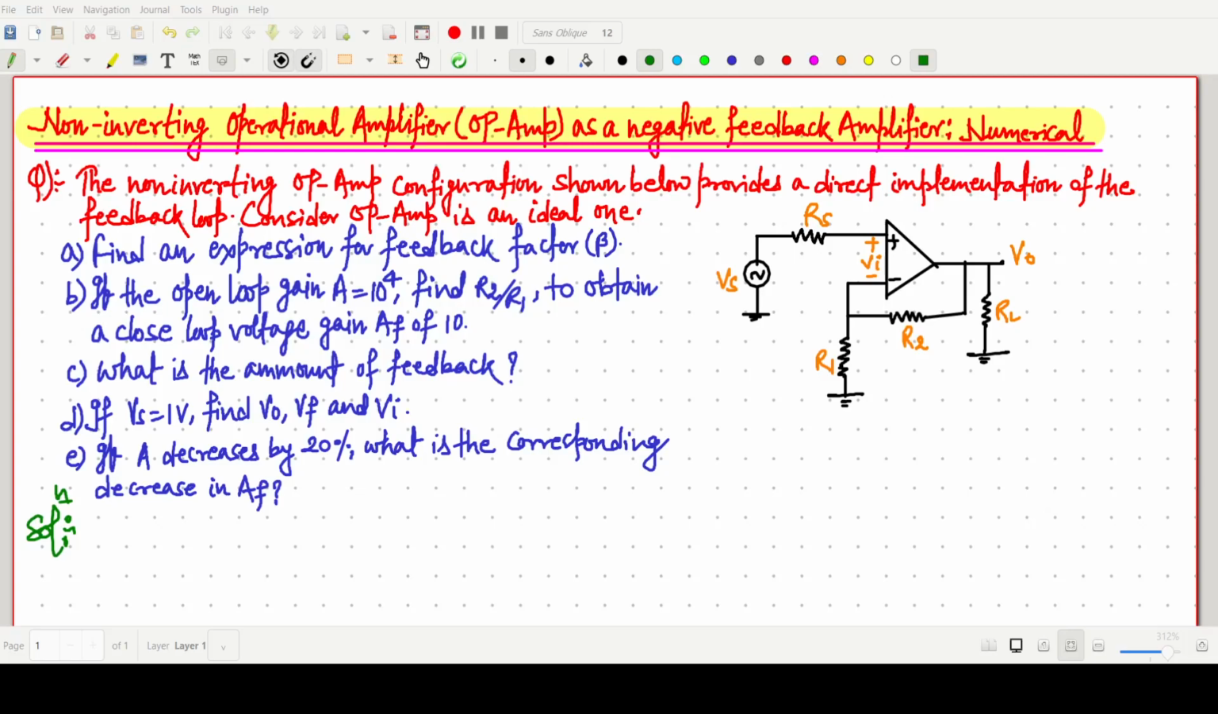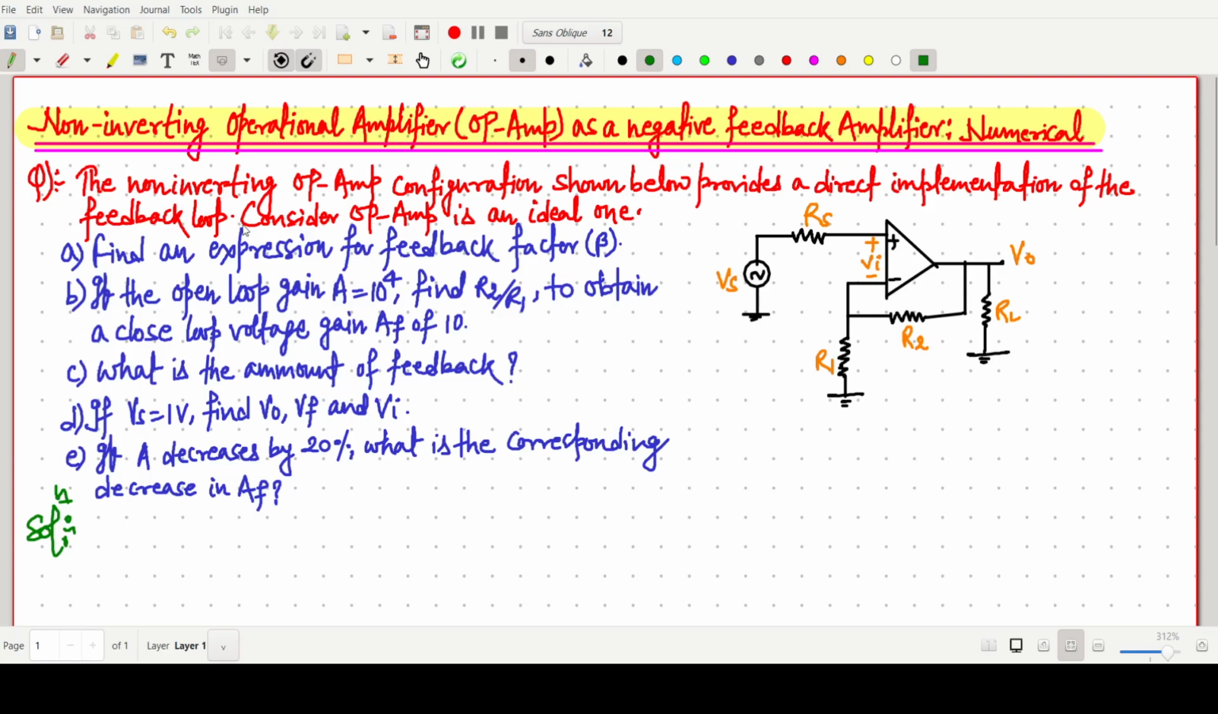Welcome everyone. In this video lecture, we will solve a numerical based on the negative feedback amplifier. Here we have considered a non-inverting operational amplifier, and this problem is from Sedra and Smith exercise 7.1. So we will solve this question.